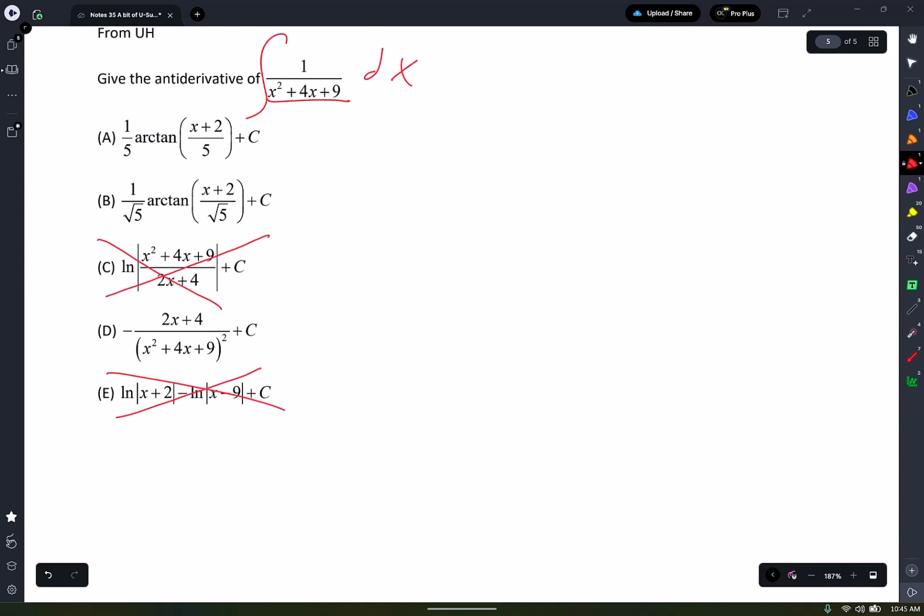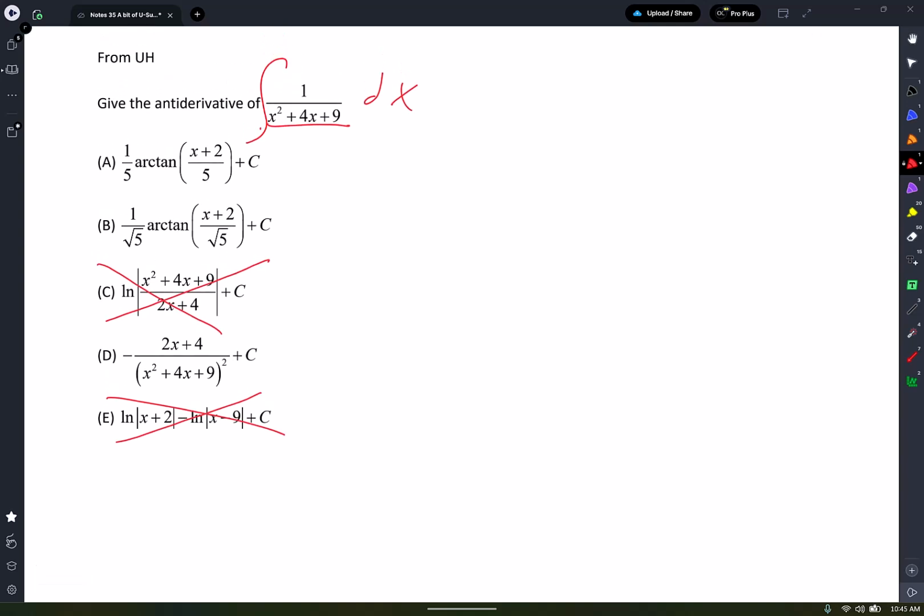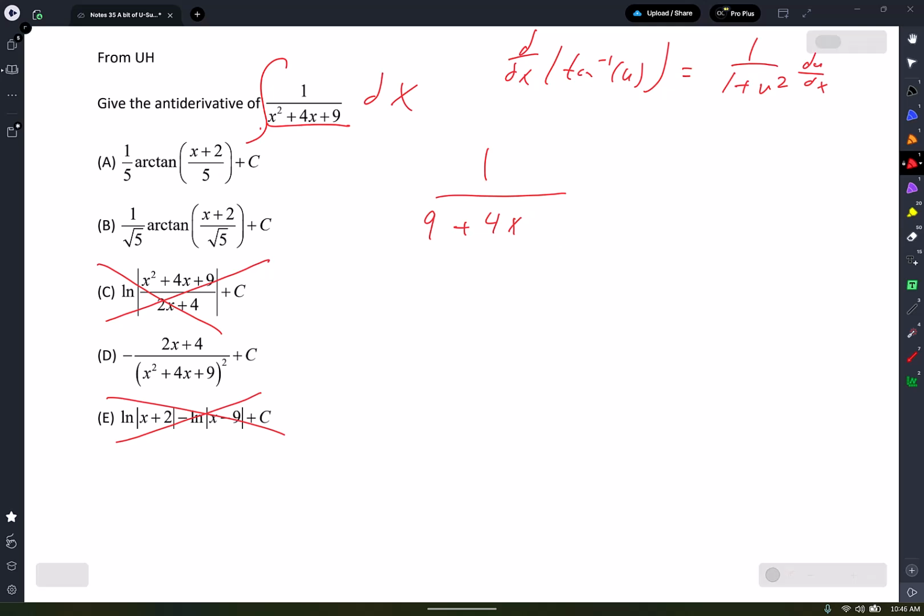All right, here we go. You guys ready? So we know which one of these is an arctan, and here's what you should know. The derivative of arctan of u is 1 over 1 plus u squared, times du dx on the side. Well, that doesn't look like that. I'm going to make it look like that. I take this 1, and I'm going to put the 9 over here. 1 over x squared plus 4x plus 9.